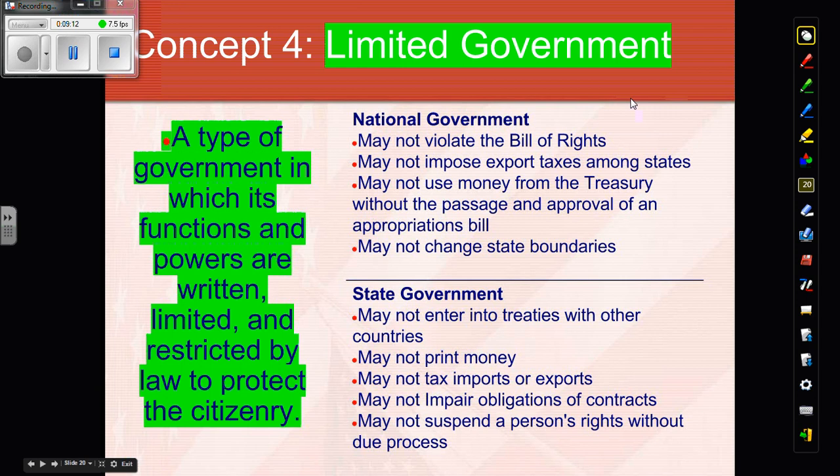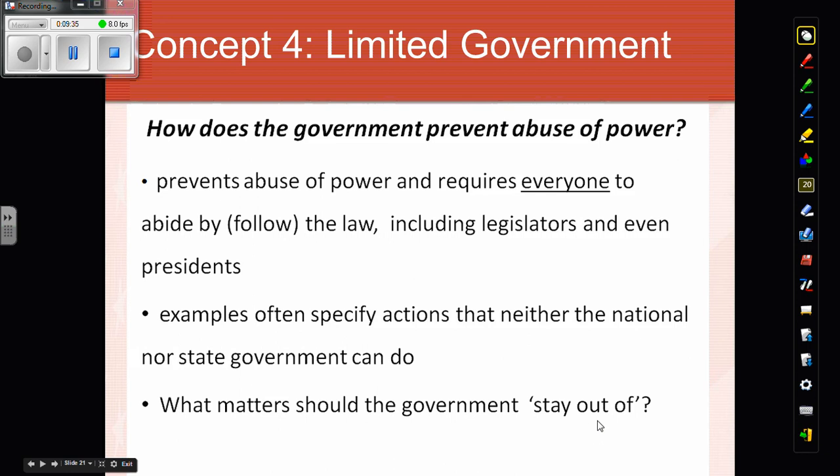All right, so concept 4, limited government. Limited government is a type of government in which the functions and powers are written, limited, and restricted by law to protect the citizenry. So this government doesn't have all kinds of powers, but they are specific and limited. And this prevents the abuse of power. So everybody has to abide by the law, including legislatures and presidents. It matters what the government should stay out of.